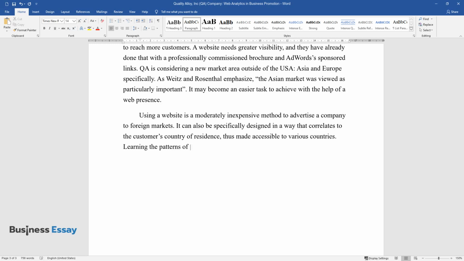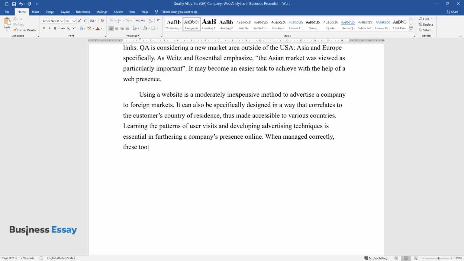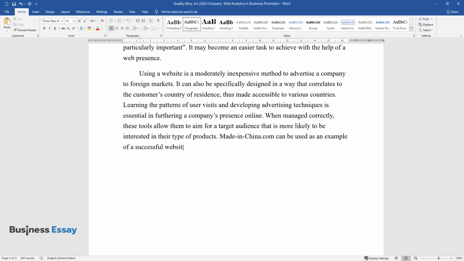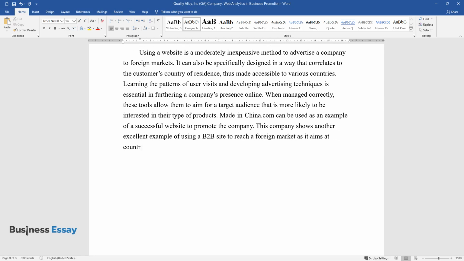Learning the patterns of user visits and developing advertising techniques is essential in furthering a company's presence online. When managed correctly, these tools allow them to aim for a target audience that is more likely to be interested in their type of products. Made-in-China.com can be used as an example of a successful website to promote the company. This company shows another excellent example of using a B2B site to reach a foreign market as it aims at countries outside of China for business opportunities.